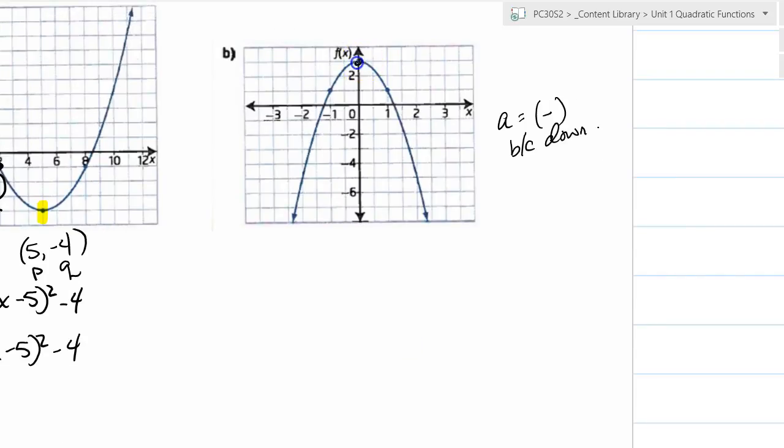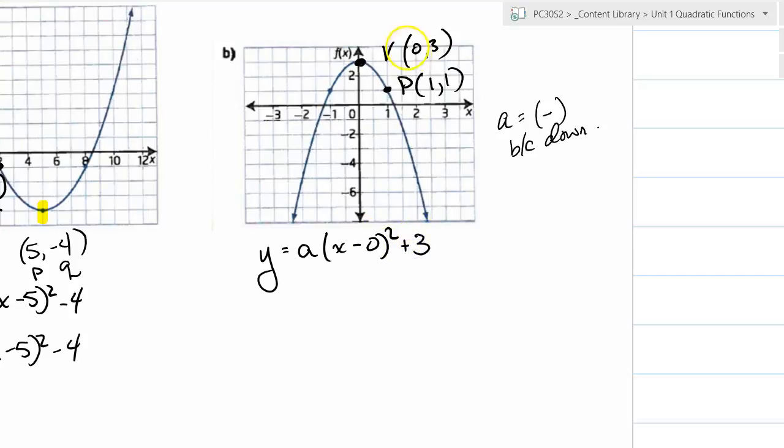Again, I'm going to identify my vertex. It's going to be 0 and 3. I'm going to choose a point at 1 and 1. And we're going to go from here. So y equals a x minus 0. So I'm not actually going to include that in my final part, but just for peace of mind while I'm starting out, 0 goes in the place of p. When I go to plug in my x and my y values, that 0 might disappear.